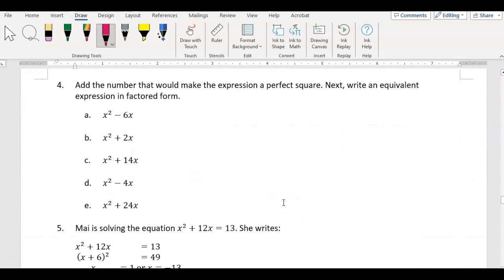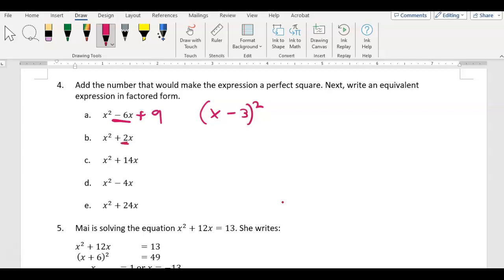Number 4, add the number that would make the expression a perfect square. Next, write an equivalent expression in factored form. So to make this a perfect square, we're going to take half of it and square it. So this is negative 6x plus 9. I can write this as x minus 3 squared, or x minus 3 times x minus 3.